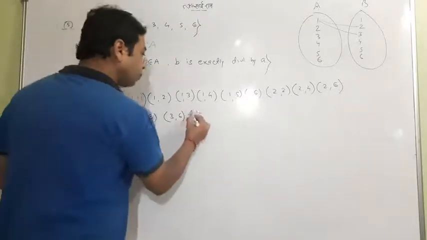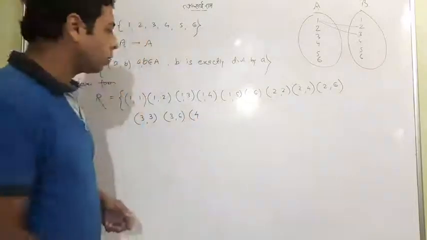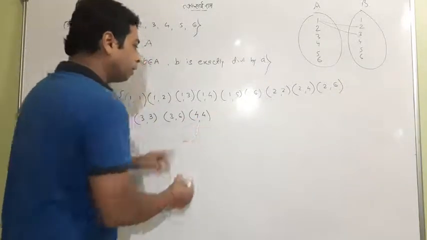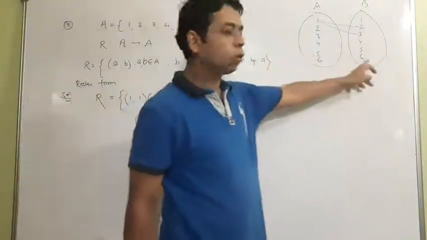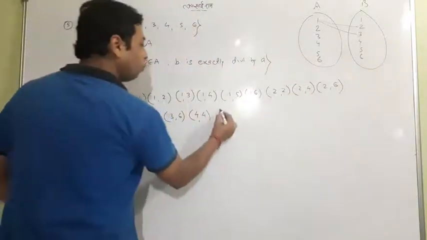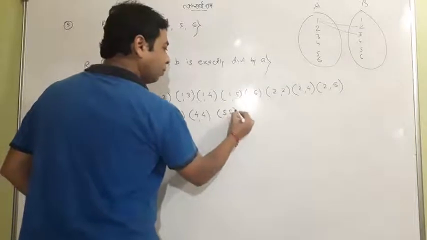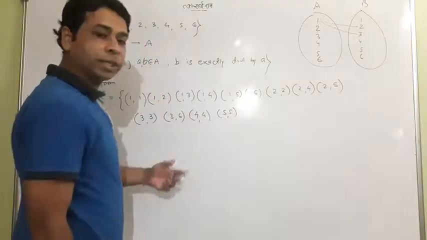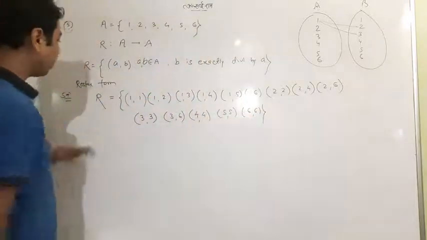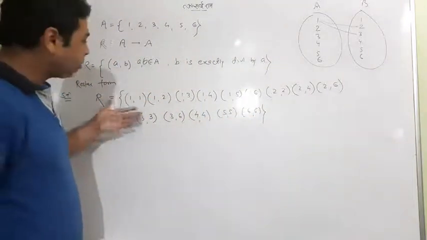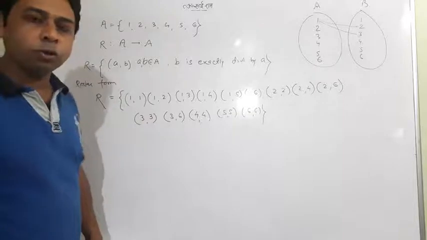Now what about 4? We are helpless because only (4, 4) comes, because after 4 the next multiple will be 8, and 8 is not here. So I can't write (4, 8). Then (5, 5). After 5, 10 will come, but 10 is not there. Then (6, 6). So all these elements that are pairing form the roster form. And based on that, now you can find out your domain and range.